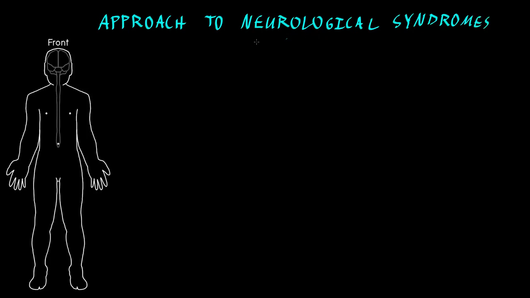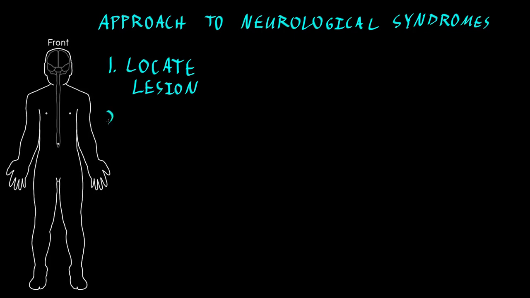When trying to diagnose which disorder is causing a neurological syndrome, the first step is to locate the lesion. Ask yourself, where is the lesion most likely? The reason to start with this step is because different types of pathology tend to cause focal or diffuse dysfunction of different parts of the nervous system.